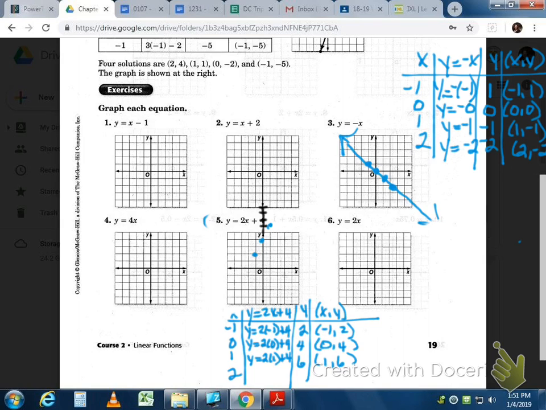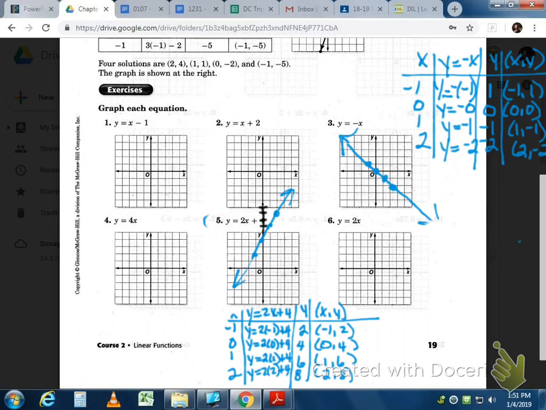Okay, and one more. So we've got 2. Y equals 2 times 2 plus 4. What's 2 times 2? 4. Plus 4. 8. What's the ordered pair? 2, 8. Hopefully, when we have some that you have to do, they won't run out of space there.